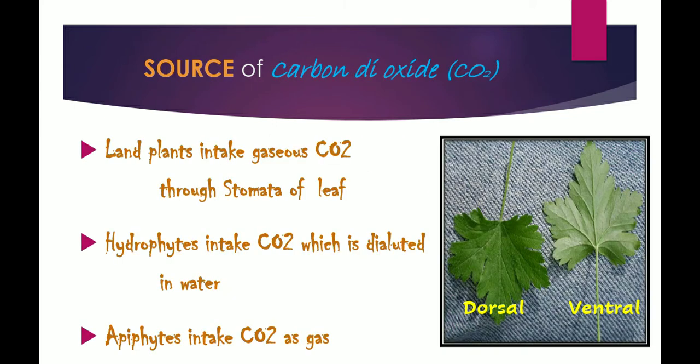Now we will see the source of carbon dioxide. At first, we have to know that there are two surfaces of a leaf. The upper smooth dorsal surface stays facing the sun, and the opposite rough side is called the ventral surface. Comparatively, many more stomata are found on the ventral surface than the dorsal surface. Land plants take in gaseous carbon dioxide through stomata. Hydrophytes take in carbon dioxide which is already dissolved in the water body, and epiphytes take in carbon dioxide from air.